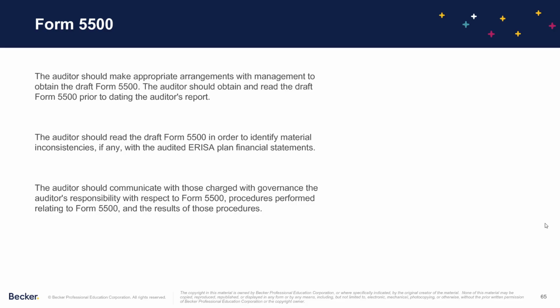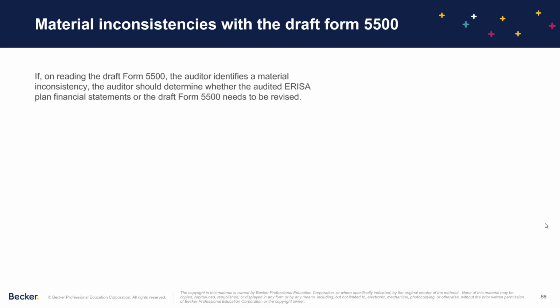So even though the Form 5500 is outside of the true scope of the audit because it has things that are not in our audit, we are still required to read the draft Form 5500. After we have read it, we want to look for any material inconsistencies with the financial statements, and we should then communicate with those charged with governance regarding our responsibility as well as the results of those procedures. If, when we read the Form 5500, we have a material inconsistency, then we should determine whether the financial statements or the draft needs to be revised. So whichever one is wrong, we have to make that determination.